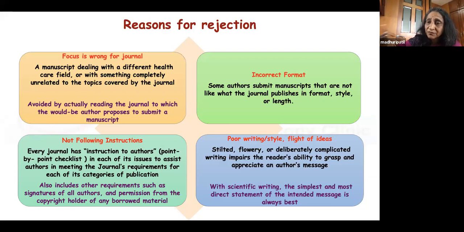Then it could be because of incorrect information, wherein some authors submit manuscripts that are not like what the journal publishes. You have probably the format, the style, or the length is not right. Then they are not following the instructions, because every journal will have different instructions to the author, and it is a point-by-point checklist which is given in all journals, and this will assist the author in meeting the journal requirements for each of its categories of publication. And it also includes other requirements such as signature of all authors and permission from the copyright holder of any borrowed material.